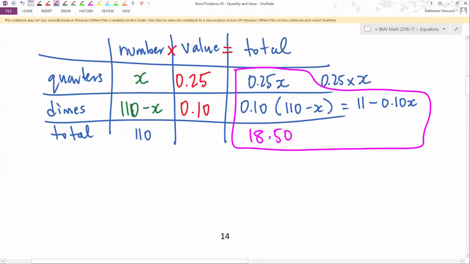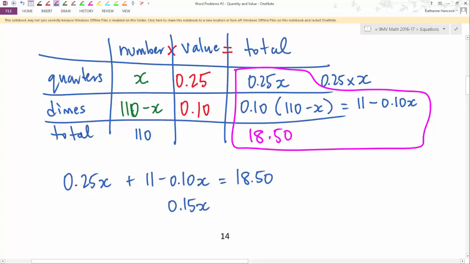We're going to write down the total value of the quarters, 0.25x, plus the total value of the dimes, 11 minus 0.10x, and that's going to equal the total overall value of all those coins. So we're going to have to do some math. We're going to get 0.15x, because I combined this and this.